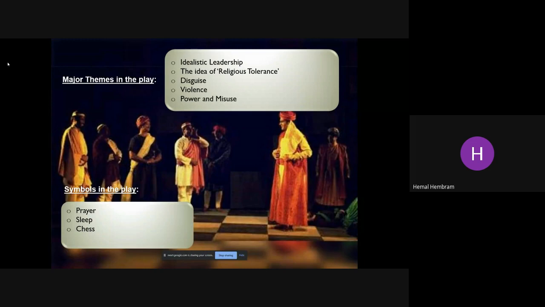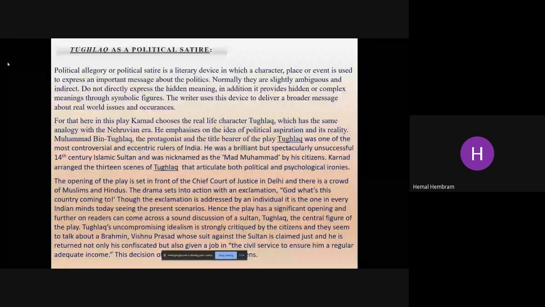Allegory is a literary device in which a character, a play, or an event is used to express an important message about the world. Writers normally do not directly express hidden meanings. In addition, hidden or complex meanings are conveyed through symbolic figures. The writer uses this device to deliver a broader message about real-world issues and occurrences.